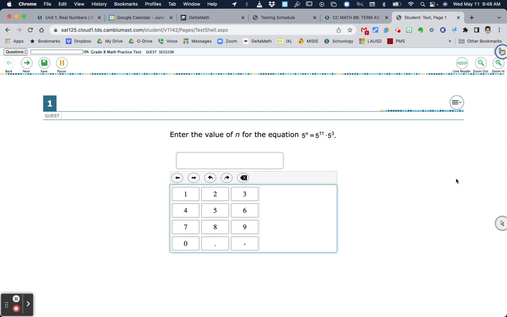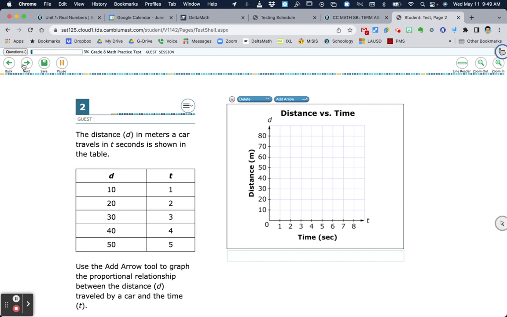So basically you want 11 plus 3, which is 14. So we want 14. And that's it, right? We just go to next. We move on. Okay. And now we got this question. And I want to see what they give us here.